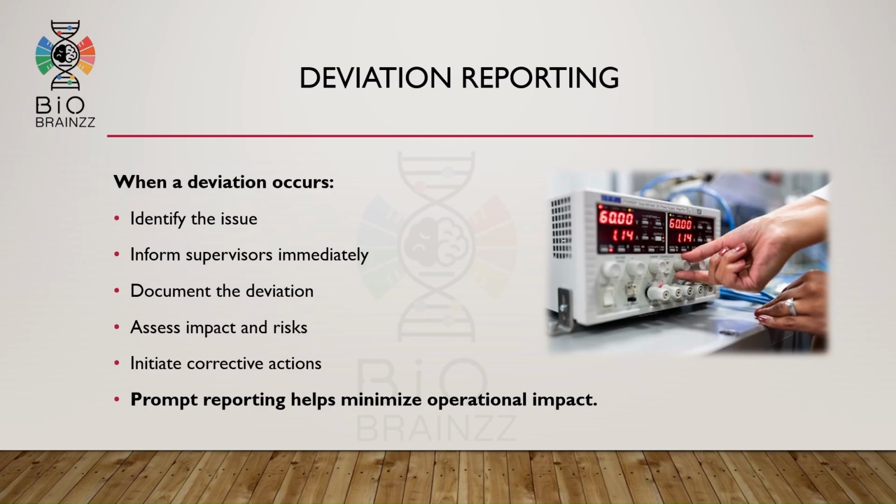When a deviation occurs, the issue should first be identified properly. Supervisors must be informed immediately. The deviation should be documented accurately and its impact and risk should be assessed. Corrective actions should then be initiated. Prompt reporting helps minimize operational impact and prevent further issues.